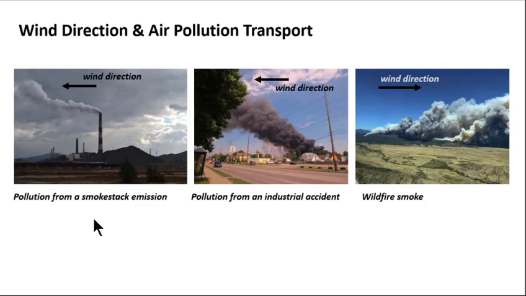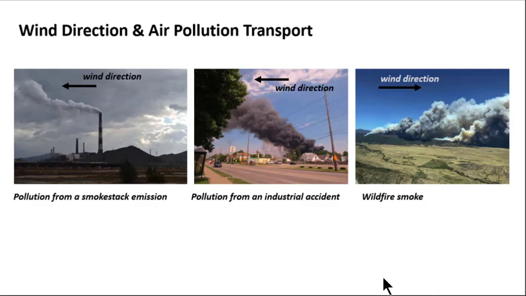The left is pollution from a smokestack, in which the pollution plume travels with the wind from right to left across the image of the photograph from the stack. The middle image is of an industrial accident, where again the smoke from the fire blows in the wind right to left across the graphic. The right image is of a wildfire, in which plume travel is from left to right with the wind.